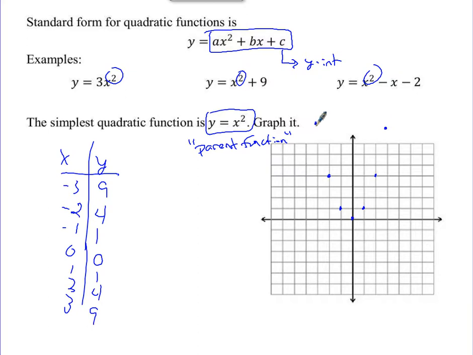Starting off of the grid at that dot is very convenient to have. Nice smooth arc through the vertex and back up on the other side. Arrows at the ends. Your parabola does need to go all the way through the grid that you're given, and you're done. So that's the graph right there.